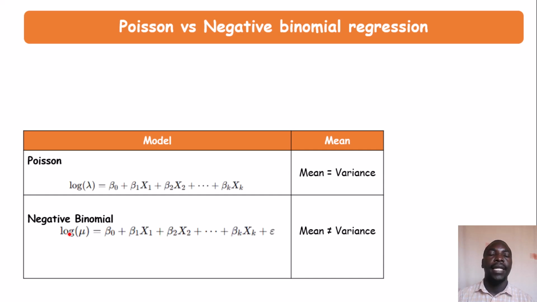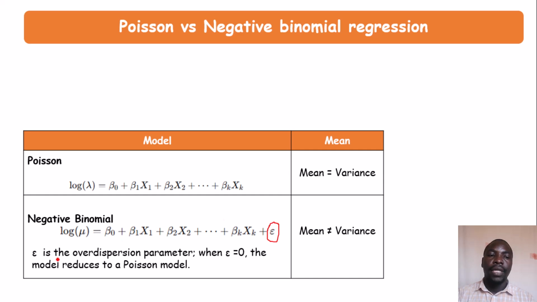These two models are similar. Let's have a look at their formulas. When you look at the formula for Poisson and the formula for negative binomial, they are similar. In both of them, it is the log of the count outcome that forms a linear relationship with the predictor variables. However, the negative binomial regression model has an additional parameter called the overdispersion parameter, which makes it flexible to correct for overdispersion in your data.